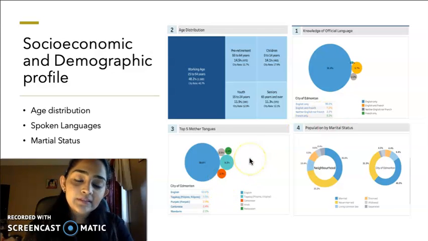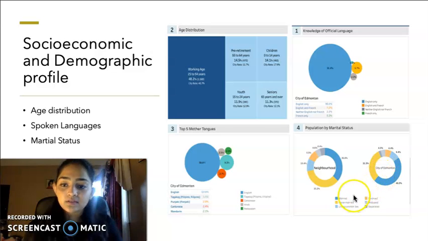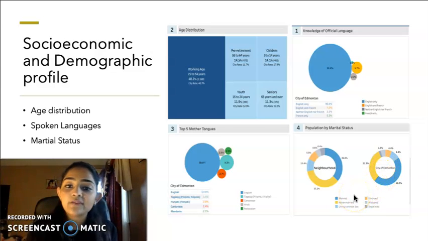The top 5 mother languages of this community are English, at 58.6%, followed by Tagalog, Cantonese, Hindi, and Malayalam. Out of the total population, about 36.8% were married, 35.2% are single, 10.4% are living common law, 8.5% are divorced, 4.6% are widowed, and 4.4% are individuals that are separated.